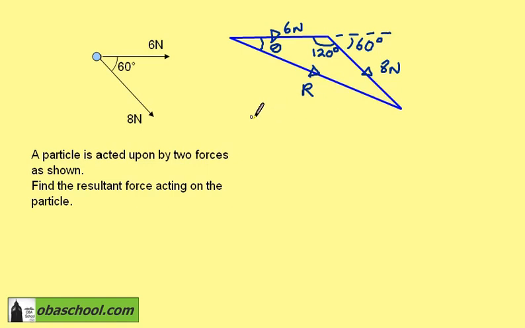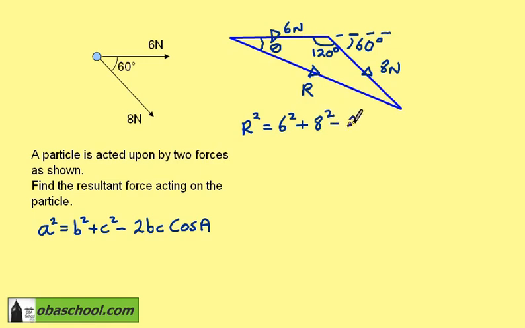To work out the length of R, we can use the cosine rule. A squared is b squared plus c squared minus 2bc cos A. If you're not confident in the use of this rule, you should review the section on the cosine rule. R squared will be equal to 6 squared plus 8 squared minus 2 times 6 times 8 times the cosine of 120 degrees.